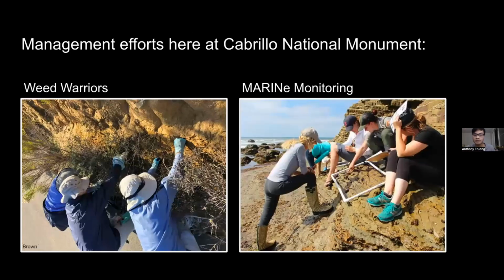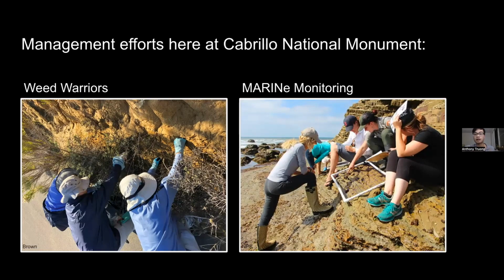So what do we do when we don't know what's going to happen, essentially? I can't speak for everyone, but here at Cabrillo National Monument, there are several methods that we have employed to handle invasive or range-shifting species. On the more hands-on side of things, we have the weed warriors here at Cabrillo National Monument. These weed warriors go out and pull out invasive species and replant native species as a way to preserve our biodiversity here at the park. And so that's going to be more of a direct approach to managing an already invasive species.